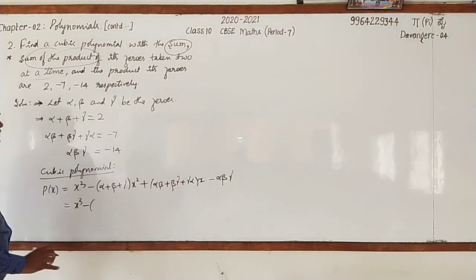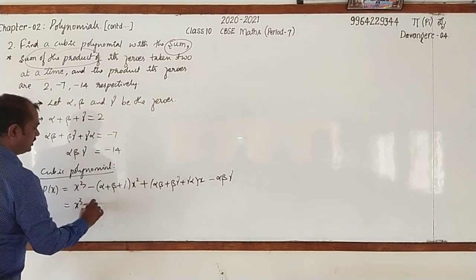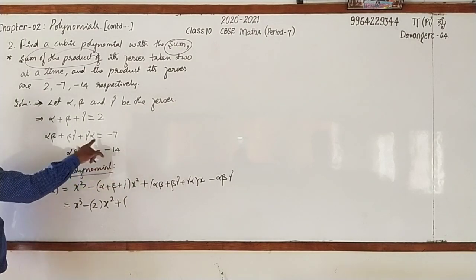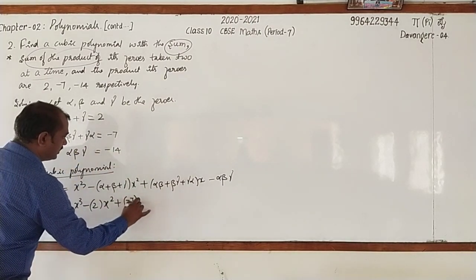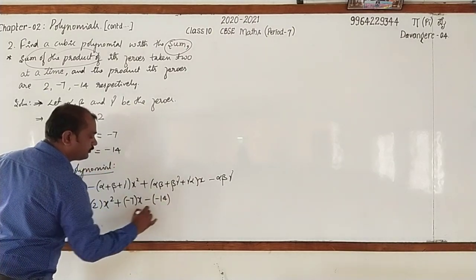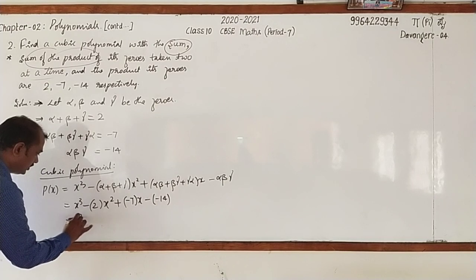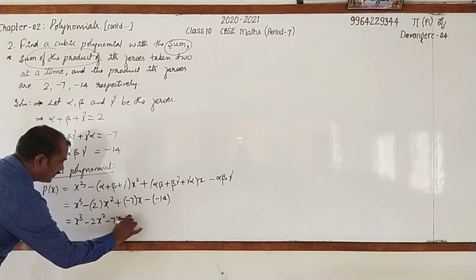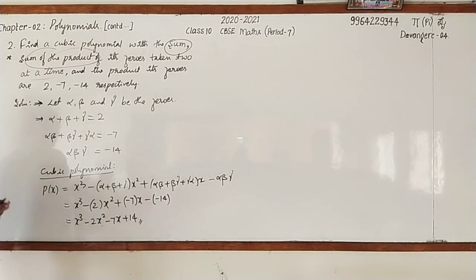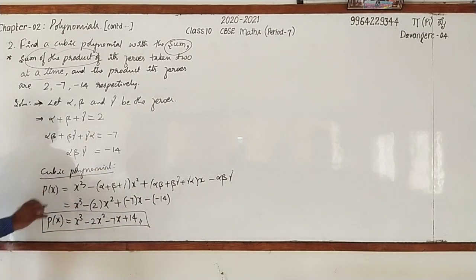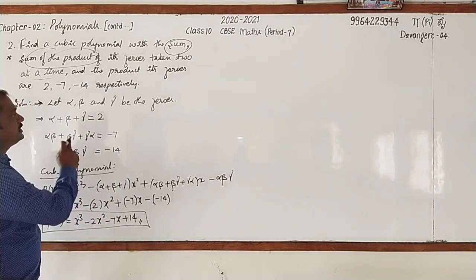Let's go for taking substitution. X cube minus of, what is alpha plus beta plus gamma? It is 2 into x square plus alpha beta plus beta gamma plus gamma alpha is minus 7x minus of alpha into beta into gamma is minus 14. This is equal to x cube minus 2x square minus 7x plus 14. Clear? So this is the required cubic polynomial. Did you understand? Yes, please go for copying.